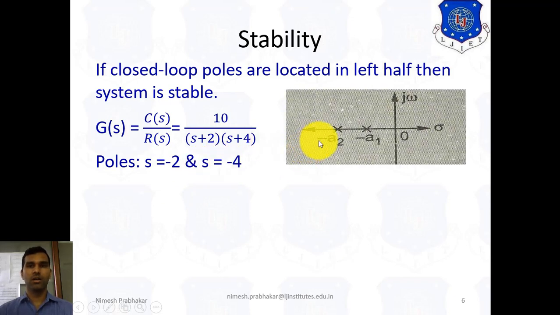This is the real axis and this is the representation of these two poles in the left hand side. So by definition, if closed loop poles are located in the left half, then the system is stable. That means this system is known as a stable system. This first one is minus 2 and this is minus 4. So this is the representation of the poles.